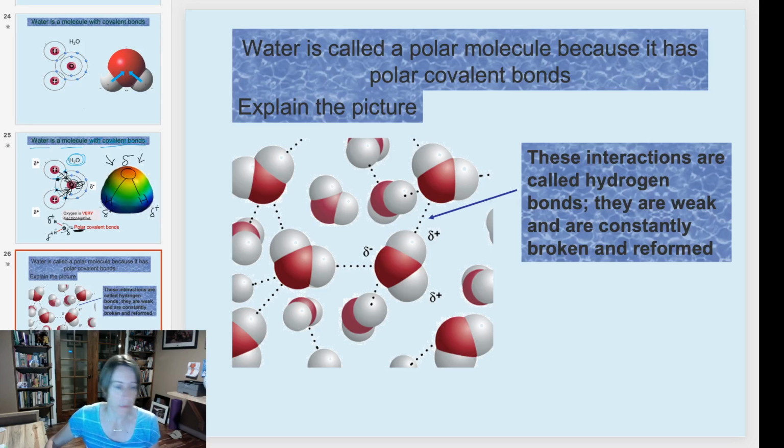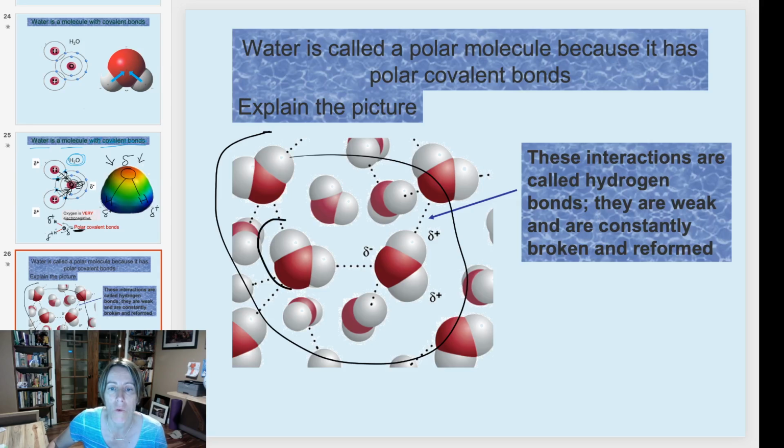So this is basically a diagram. Well, what are we looking at here? First of all, each of these little things are water molecules. So there's one, there's two, there's three, there's probably about 10 water molecules shown on this diagram.